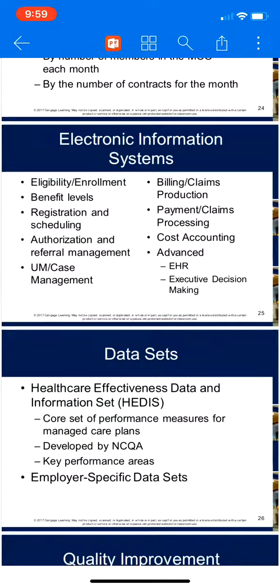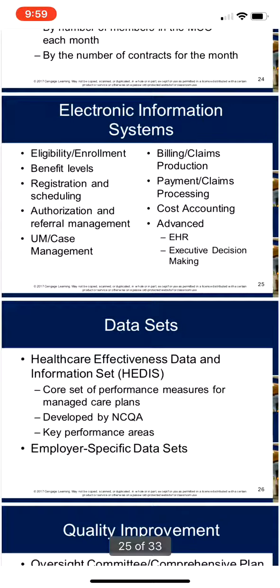Then you have utilization management and case management. Computer software should identify cases that are appropriate for case management through evaluation of encounter data, referral data, and claims data. This allows the utilization management staff to assist the PCP in managing the multiple resources needed to care for complicated cases properly. And then we have billing, claims, production.